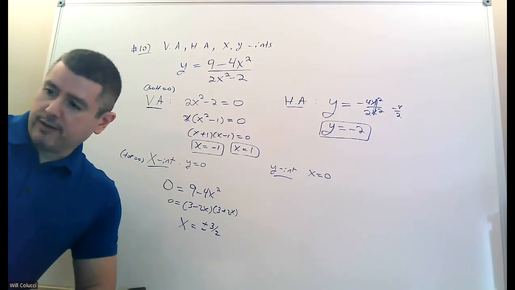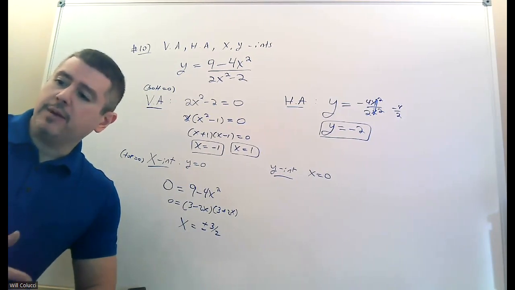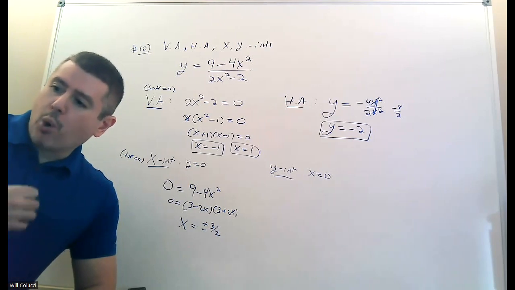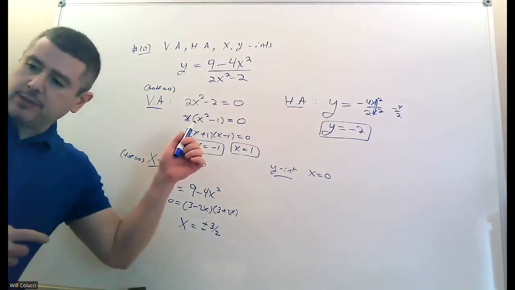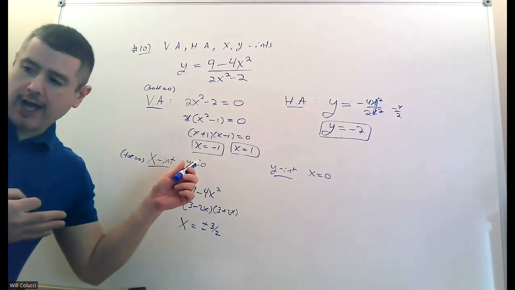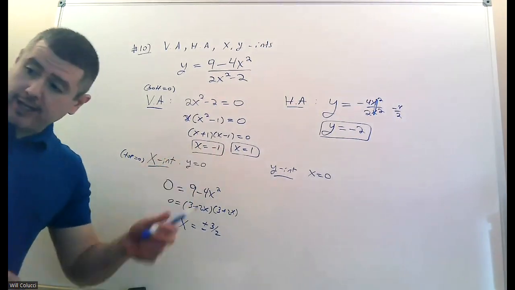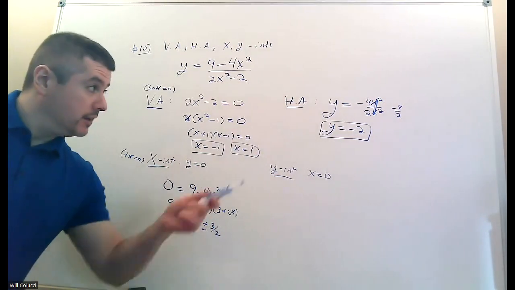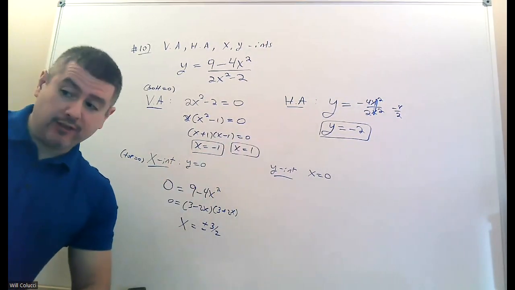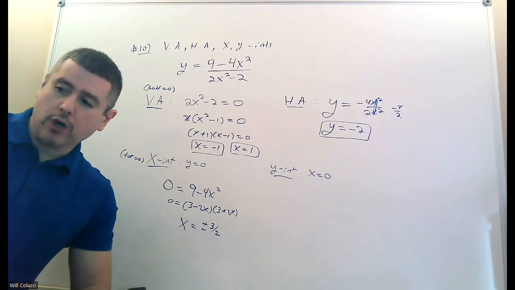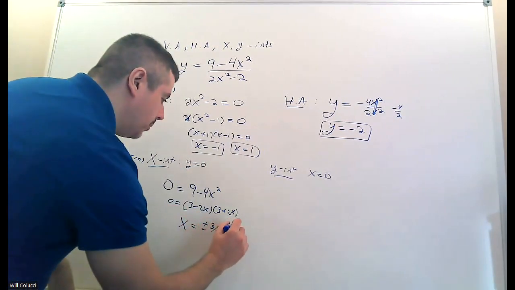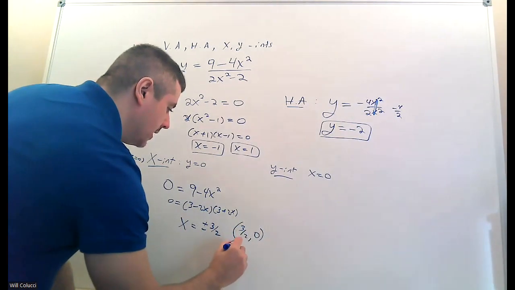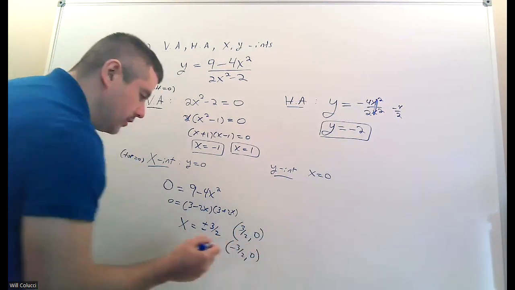Yay! Ooh, it's not right. Oh, what do you mean it's not right? I mean, it's right. Just the x and y intercepts are points. The asymptotes are lines. Vertical lines, x equal. Horizontal line, y equal. If you just write a -2 there, it's going to be a -1 for sure. So you have to write these as points. You have to write 3/2, 0, and -3/2, 0.